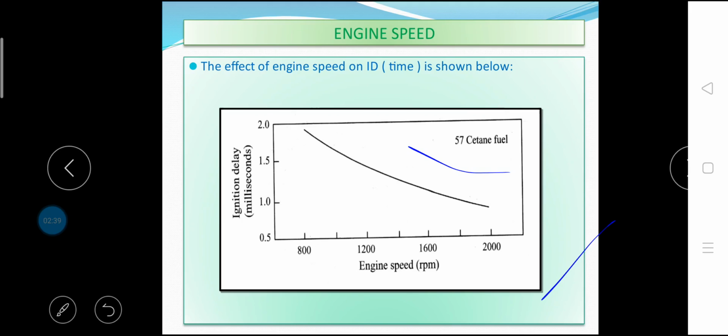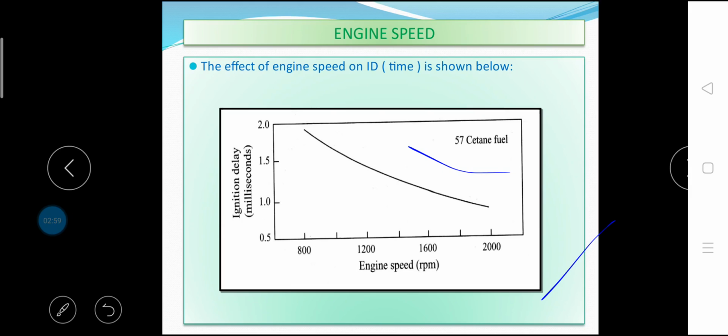With increase in engine speed, the loss of heat during compression decreases, resulting in the rise of both the temperature and pressure of the compressed air, thus reducing the delay period in milliseconds. However, in degrees of crank travel, the delay period increases as the engine operates at a higher RPM.